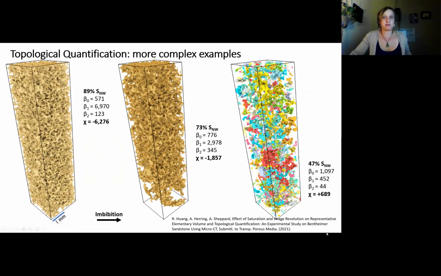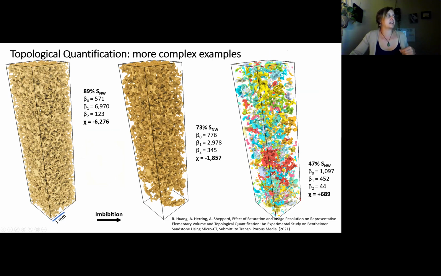Here are some examples of some more topologically complex fluid structures. So this is a non-wetting phase visualized during an imbibition experiment. So the non-wetting phase saturation is decreasing from left to right as we're undergoing imbibition.